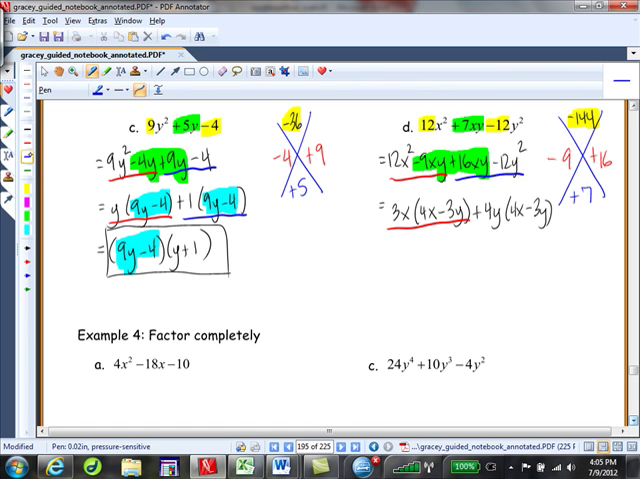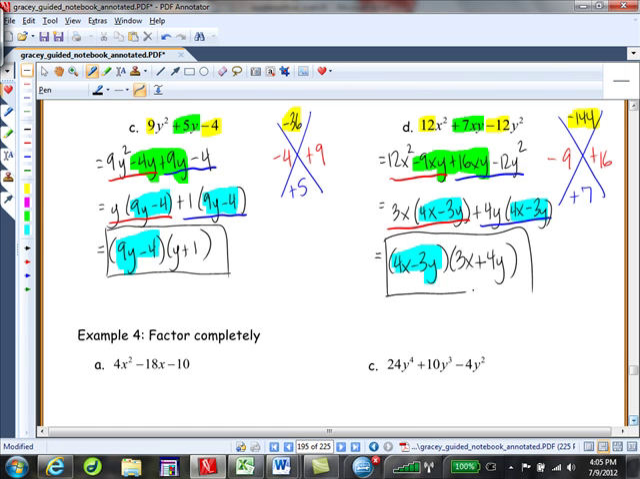So here's our red group and our blue group. And then our common binomial factor is the 4x minus the 3y. So when we factor that out, we're left with 3x plus 4y. So this is what we factored out. And we're all done. How'd you do?